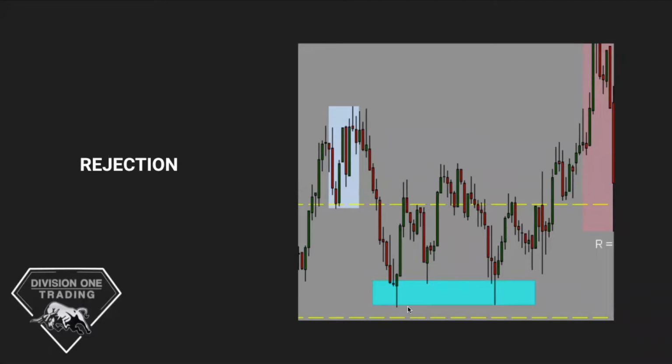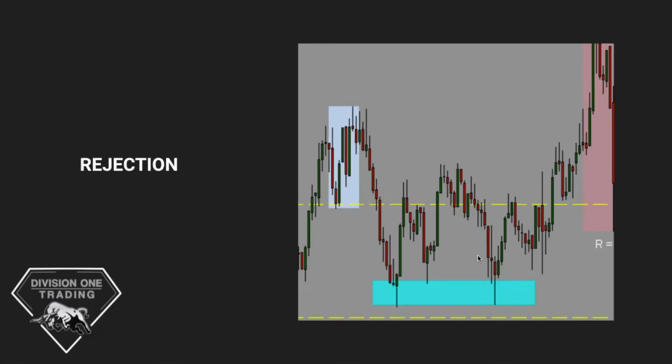You also have rejection wicks. I look for wicks hitting the same general area. Right here, we could consider these rejection wicks because we hit here, you see we reach down again, here we reach down at this low again, and here as well. So these are all rejection wicks. We would be expecting price to trade the opposite way. What makes them rejection wicks is they keep coming back to the same zone and leaving large wicks in that direction.